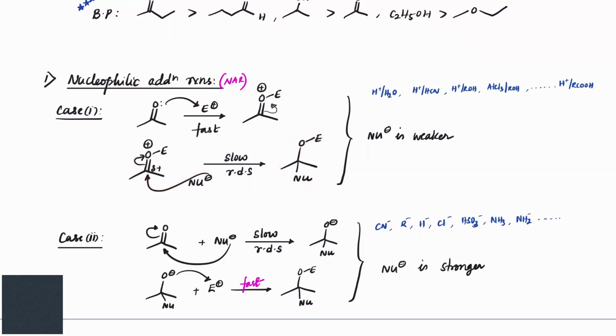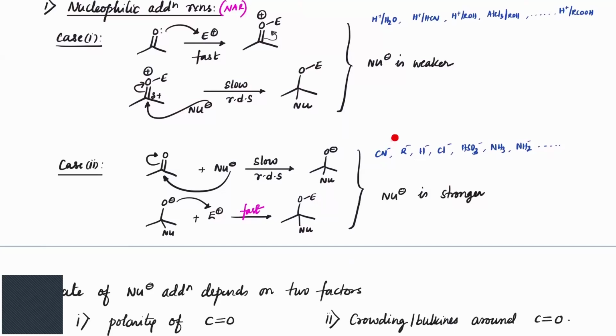So when is this observed? Whenever you are adding some nucleophile in the presence of an acidic medium, like alcohol, water, acids or cyanides, and the nucleophile is weaker, this is the type of mechanism that is observed, where first an electrophile will add, and in the second step the nucleophile will get added. And in any case, the nucleophilic attack is the rate determining step.